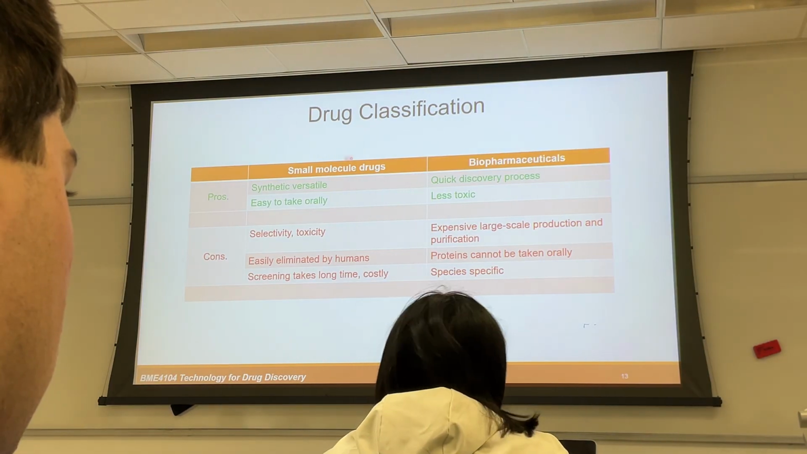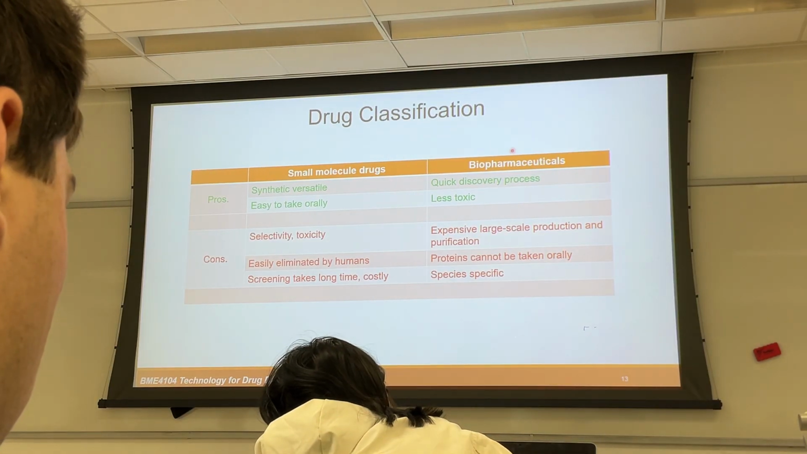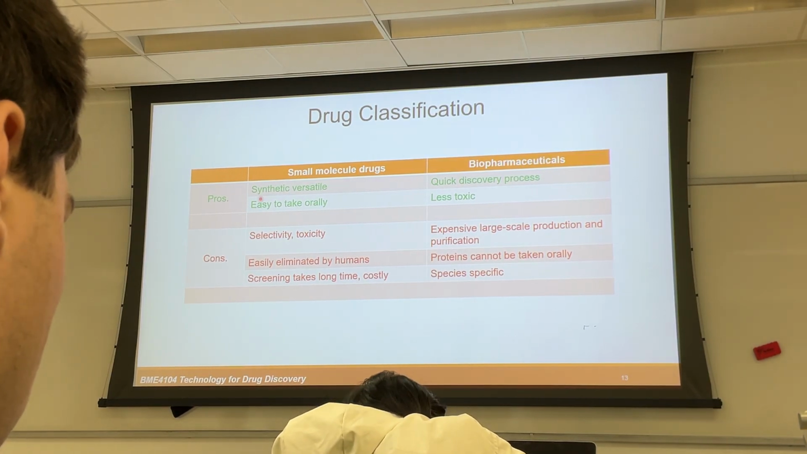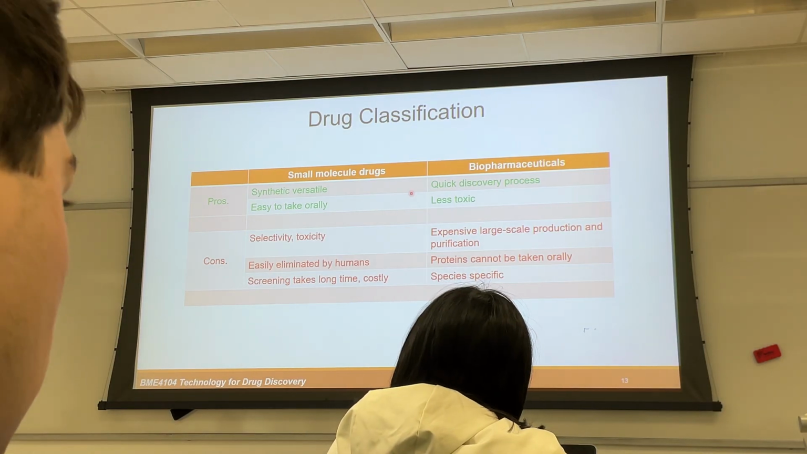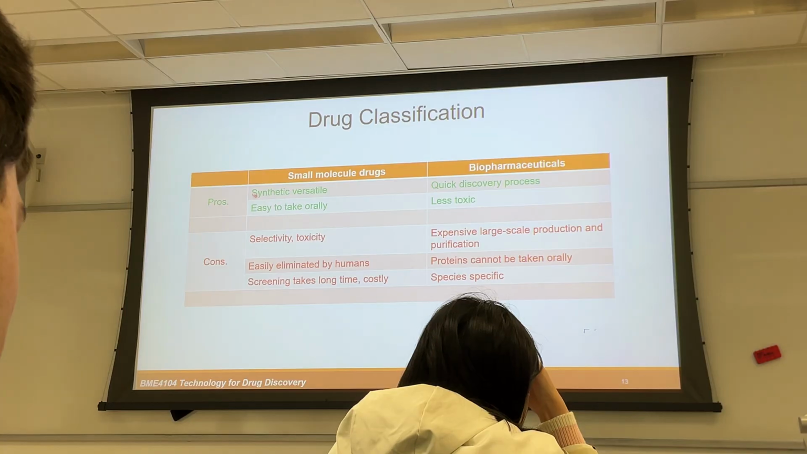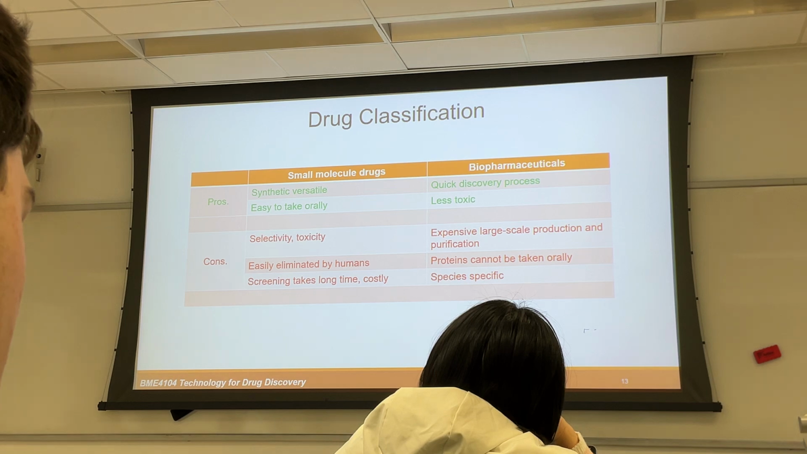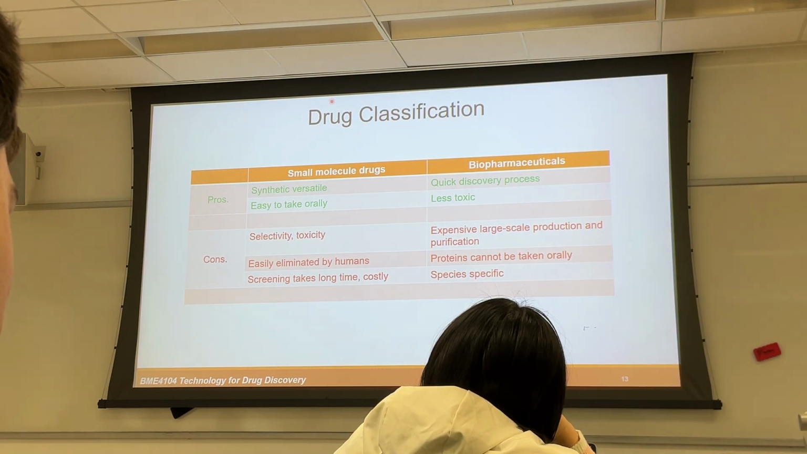So here are some pros and cons of small molecule drugs and biologics, so you can understand it in more details. For small molecule drugs, the advantage is that because they are small, we can use organic chemistry synthesis to synthesize them very easily, and you have many ways to do that. So it's not that costly, and also small molecules can easily transpass your cell membrane, so it's easy to take orally. You can just eat them.